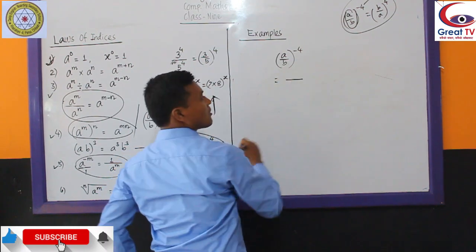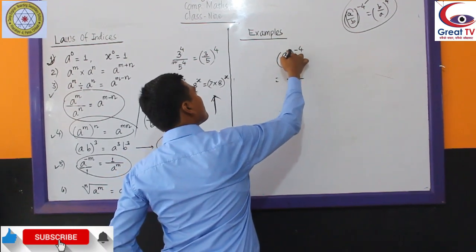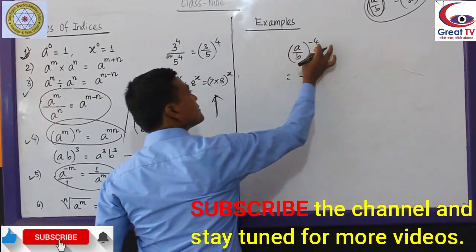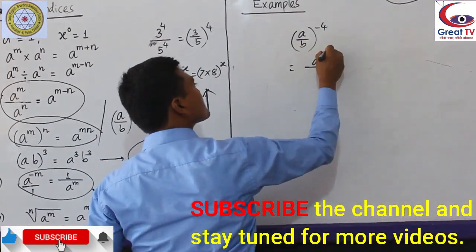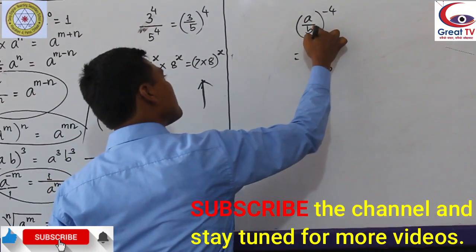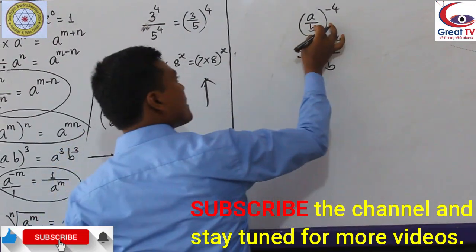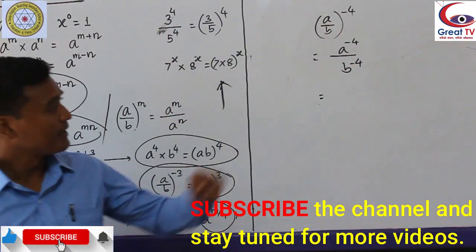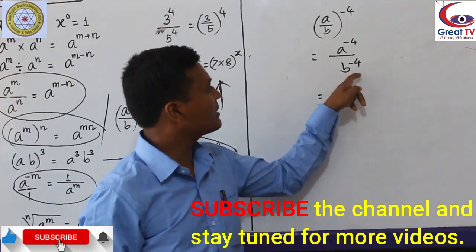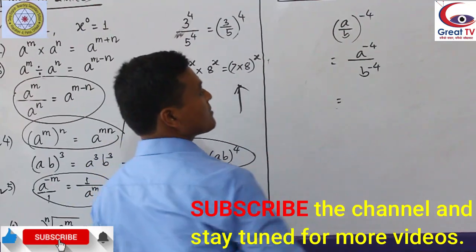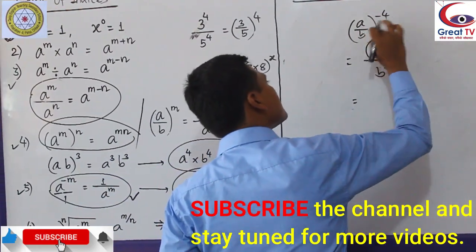Okay, let us use the power of a power. Here the power of a is plus 1. So, using the power law, minus 4 into plus 1 gives minus 4. For b, again b has the power 1 inside, so 1 into minus 4 gives minus 4. Okay, a to the power minus 4, b to the power minus 4. Both a and b have negative powers.